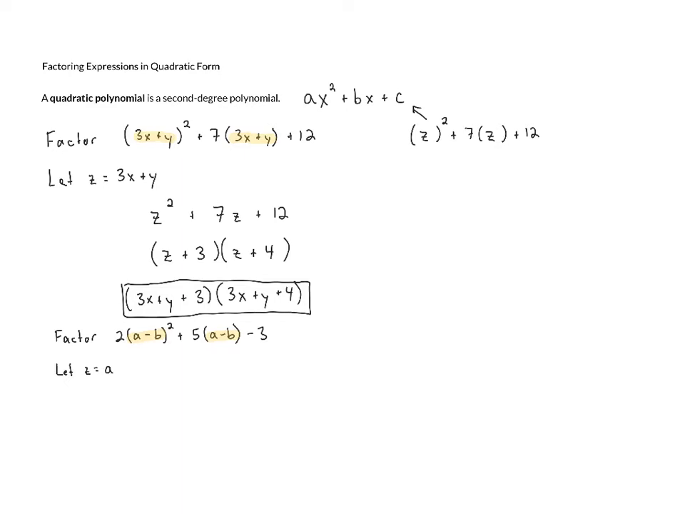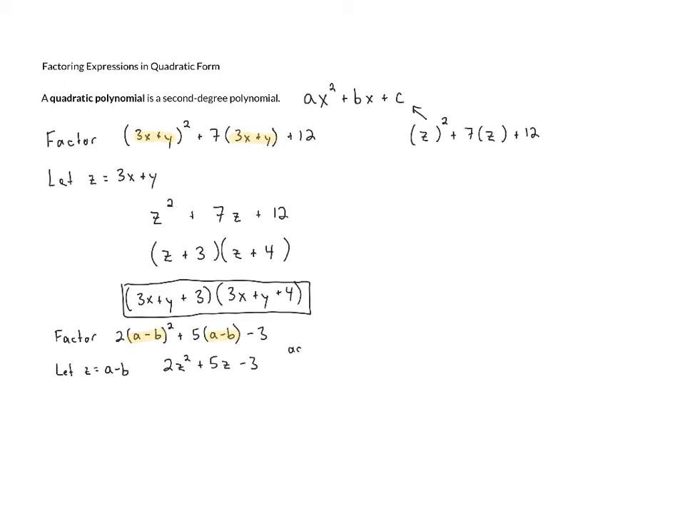So let's make that substitution. We'll let z be equal to a minus b. And when we do that, we can rewrite this as 2z squared plus 5z minus 3. Now we have a quadratic polynomial, and we can factor it. We're not going to be using the unfoiling method, though. Why is that? Well, this one is different. It has a leading coefficient, so we have to use the AC method.